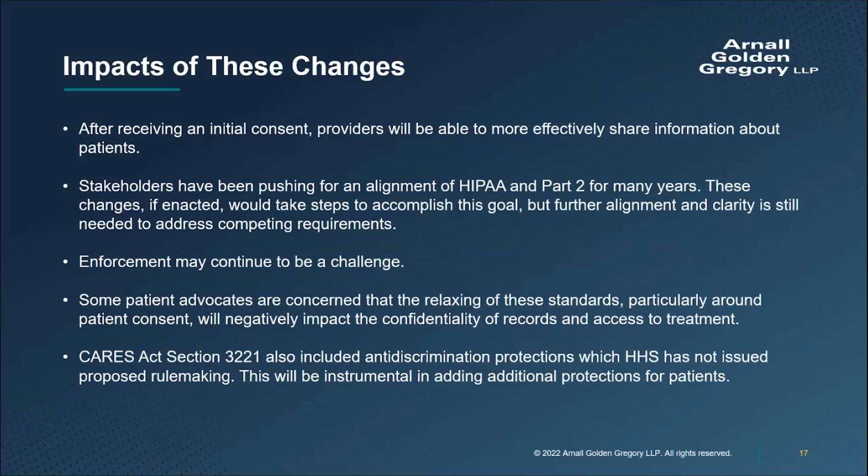So just some high level impacts of these changes, summarizing the things that we've discussed. Providers are going to be able to more effectively share information about patients after they receive an initial consent. Stakeholders have been pushing for an alignment of HIPAA and Part 2 for many years. I think that the changes that they've made so far with these proposed rules get a lot of the way. I think that there's certainly areas for further alignment, and the definition of records and how Part 2 even applies still leaves a lot of questions, which providers are left to deal with themselves.